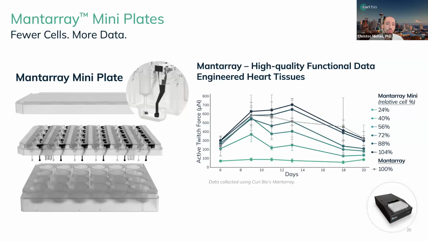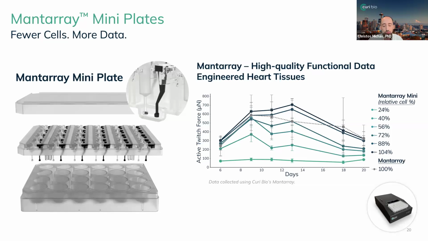And so the experiment we're going to run, we're going to cast skeletal muscle tissues at the standard cell count in a Mantarray plate that is 100%. And then in a Mantarray Mini Plate, we're going to use a scaling range of cell counts from 24% to 104%. So increasing cell count, increasing density. And as we increase the cell count, you see that the forces generated by the tissues also increase to the point that they match or even exceed the Mantarray plate.